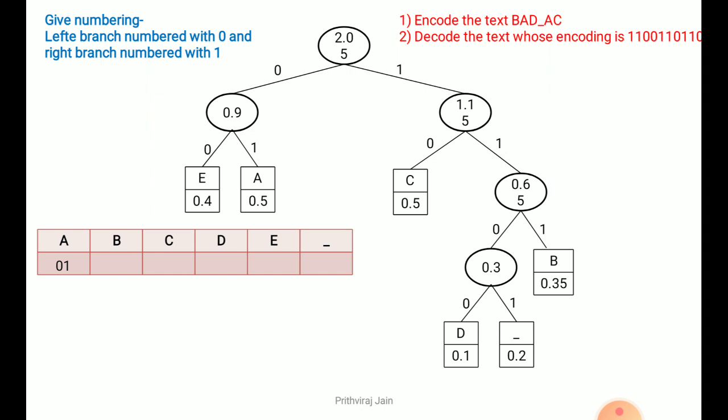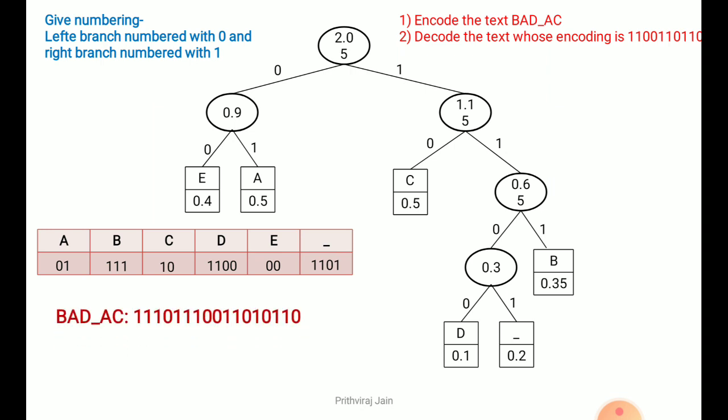Similarly, for B it is 1, 1, 1. For C it is 1, 0. For D it is 1, 1, 0, 0. For E it is 0, 0. And lastly, for underscore it is 1, 1, 0, 1. Now you can easily encode the text BAD underscore AC. For B it is 1, 1, 1, and similarly for all the rest of the characters we can add the code.